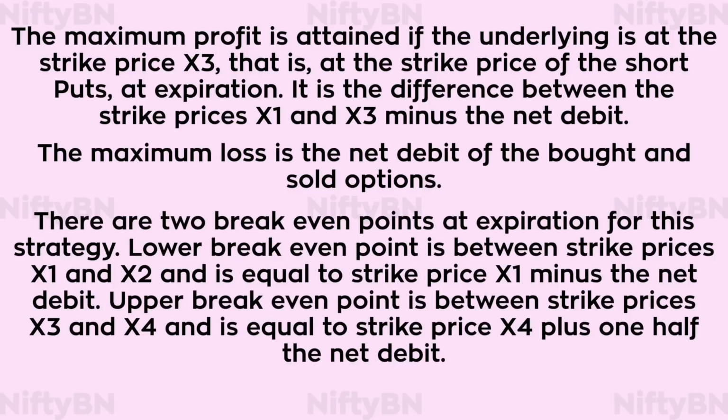There are two break-even points at expiration for this strategy. Lower break-even point is between strike prices x1 and x2 and is equal to strike price x1 minus the net debit. Upper break-even point is between strike prices x3 and x4 and is equal to strike price x4 plus one half the net debit.